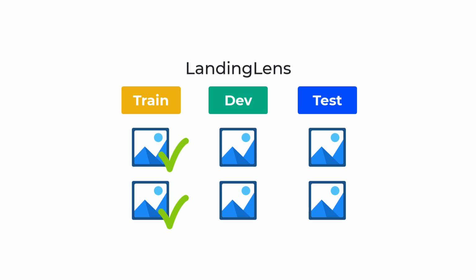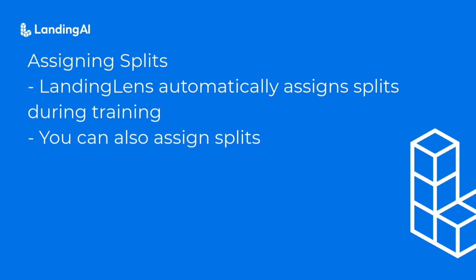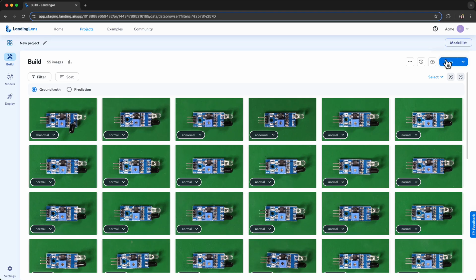This allows the model to learn the patterns and characteristics of normal images without being explicitly told what an anomaly looks like. Once trained, the model is evaluated using both normal and abnormal images in the dev and test sets to assess its ability to detect anomalies. LandingLens automatically assigns splits when you click Train, but you can also assign splits yourself. To stay focused on this demo, I'll let LandingLens assign splits.